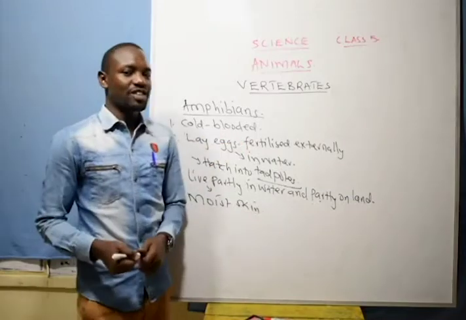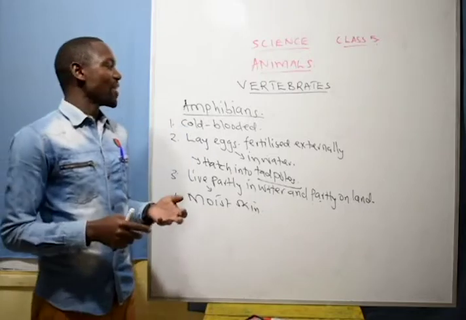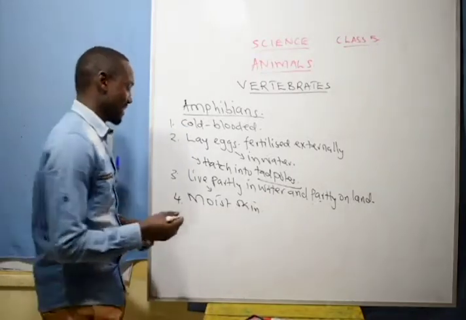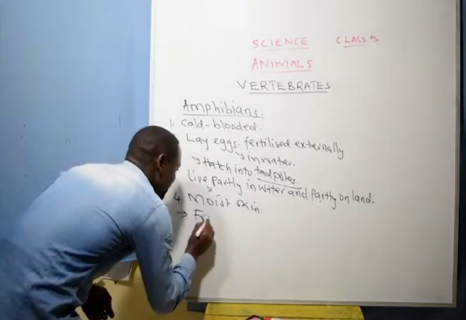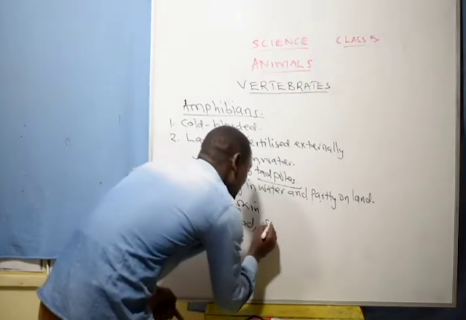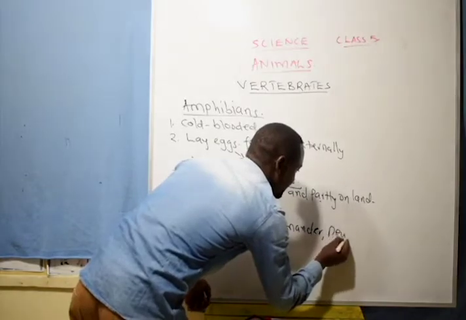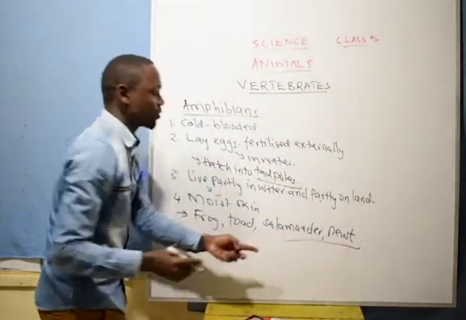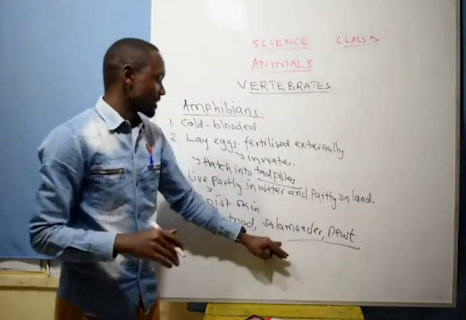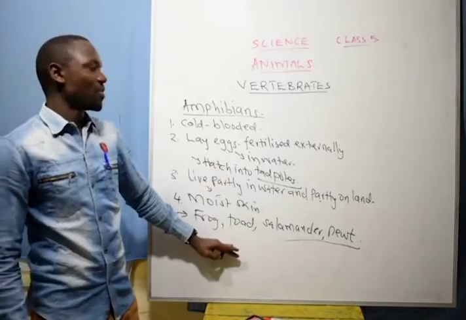What are examples of these amphibians? Examples of the amphibians, one is the frog. Another one is the toad. The salamander. There are only 4 amphibians. And the newt. A newt is an animal that looks like a fish and it also looks like a frog. That is a newt, salamander, the toad, and the frog. Those are the 4 examples of amphibians.